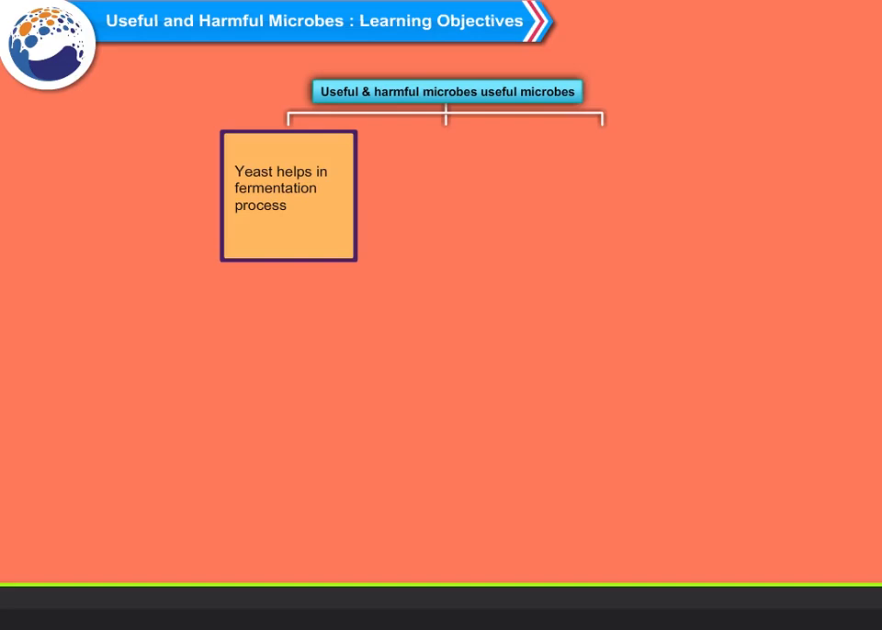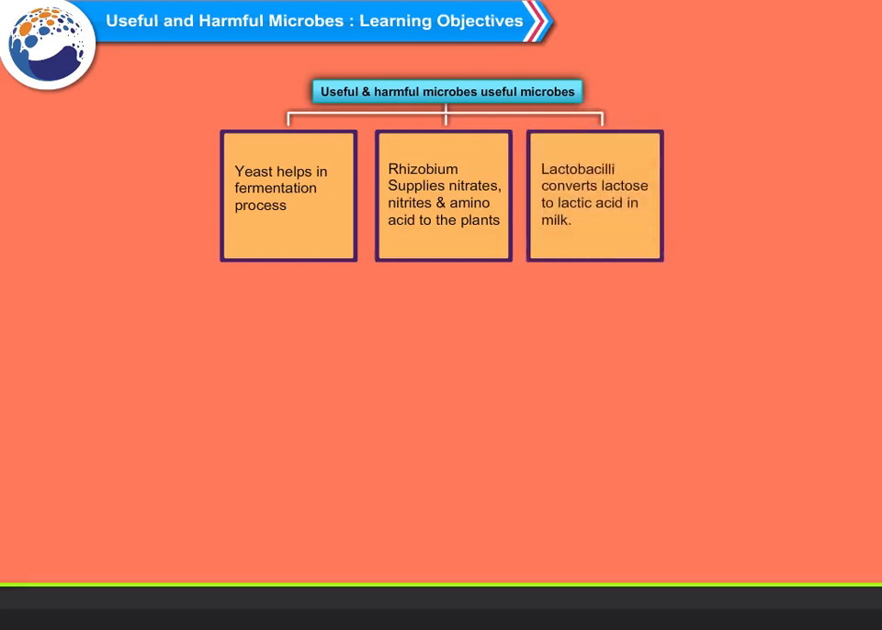Yeast helps in the fermentation process. Rhizobium supplies nitrates, nitrites and amino acids to the plants. Lactobacilli converts lactose to lactic acid in milk. Antibiotic penicillin is used to treat bacterial infections of the ear, nose, throat and skin.